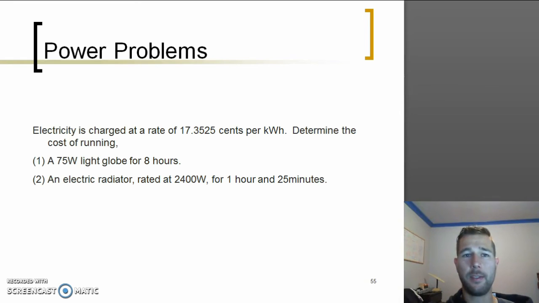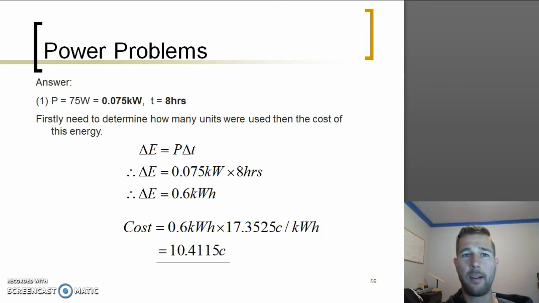If electricity was charged at a rate of 17.3 cents per kilowatt hour, determine the cost of running a light globe for 8 hours. So the power is 75 watts, being 0.075 kilowatts, and the time is 8 hours. Notice that we're not using the normal standard for power and time, being watts and seconds. In the electricity problems, we want kilowatt hours in particular, so we have to convert our values into this form.